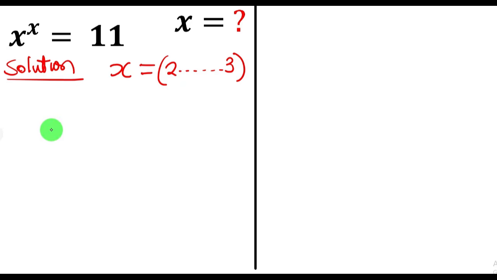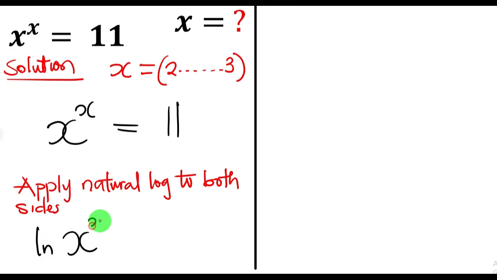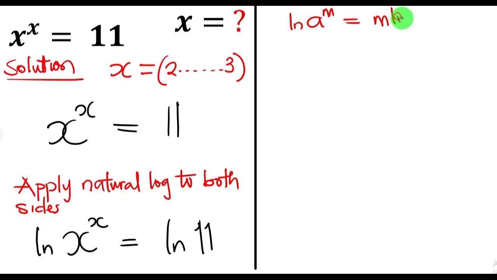So to go further, we write our question: x raised to the power of x equals 11. The first thing we're going to do is to apply natural log to both sides of the equation. So we have ln of x raised to the power of x equals ln 11. So we're going to apply this logarithm rule to the left hand side of the equation. That is, when we have ln a raised to the power of m, of course this is going to be m ln a. So if we do, we now have x ln x equals ln 11.